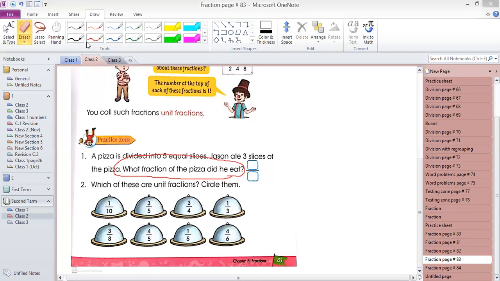This is very easy. In how many equal pieces he divided? 5. So you can write the denominator, because the denominator tells you how many equal parts there are. Now, you want to write a fraction for the pieces. How many of the 5 pieces did he eat? 2? No, he ate 3. Look here. Jason ate 3 slices of the pizza, so 3 will be your numerator, and 3 over 5 will be your fraction.